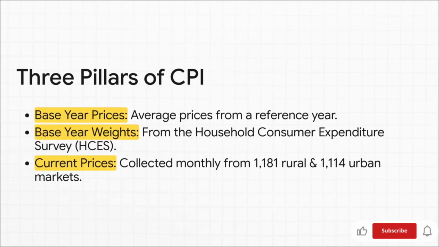The entire index is really built on three core pillars. For your exam, this is absolutely key. So, first, you have base year prices, basically what things cost back in a reference year. Second, base year weights. This is about how much of our budget each item takes up, and we get this data from the Household Consumer Expenditure Survey, or HCES. And third, current prices, which are collected every single month from thousands of markets all across the country.